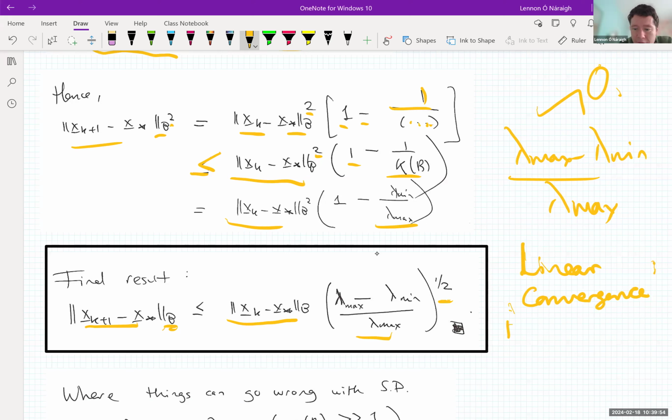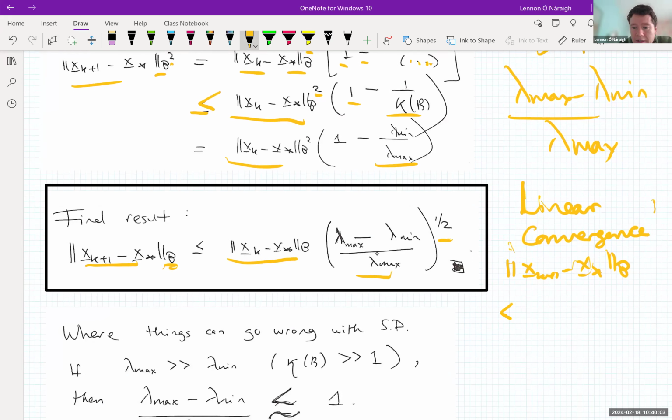Because the difference between our updated guess, albeit in the B norm, is less than or equal to the difference to some power times some multiplicative factor. And the fact that it's linear convergence means the power is 1. Now, in a later lecture, we'll see for the quasi-Newton methods that the power is 2, and that would be quadratic convergence. But here we have a linear convergence rate, because the power in this final expression is a equals 1.